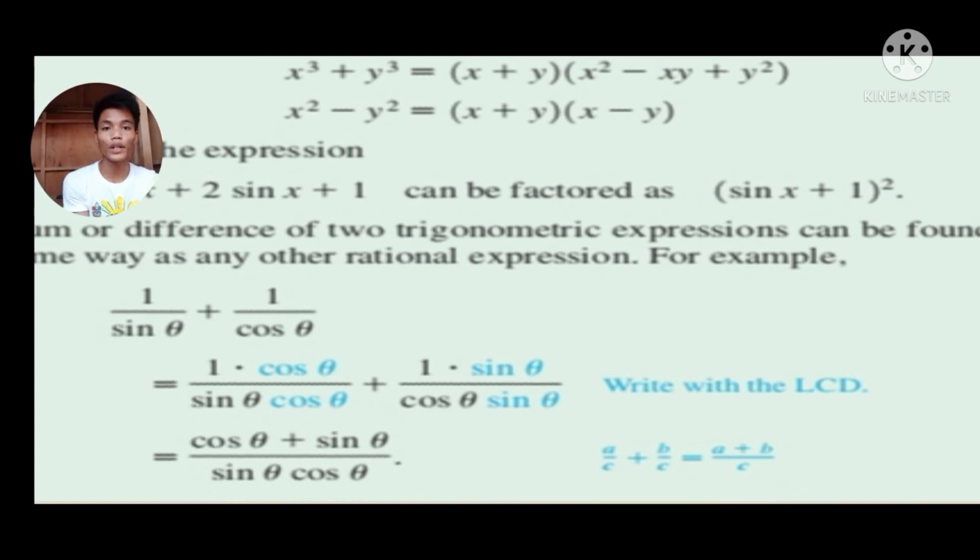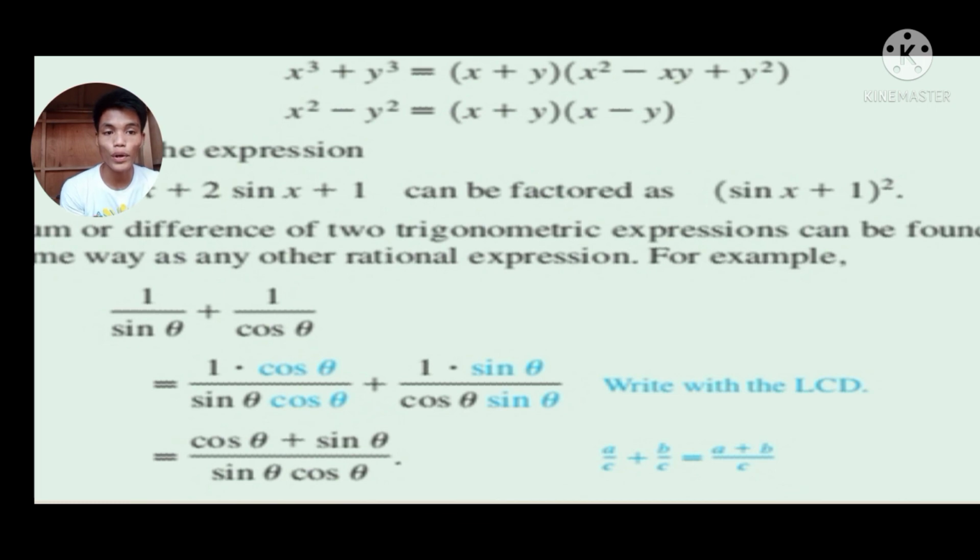For example, 1 over sine theta plus 1 over cosine theta is equal to 1 multiplied by cosine theta over sine theta multiplied by cosine theta, plus 1 multiplied by sine theta over cosine theta multiplied by sine theta. So what we're going to do is write it with the LCD, or the least common denominator. It's equal to cosine theta plus sine theta over sine theta multiplied by cosine theta.